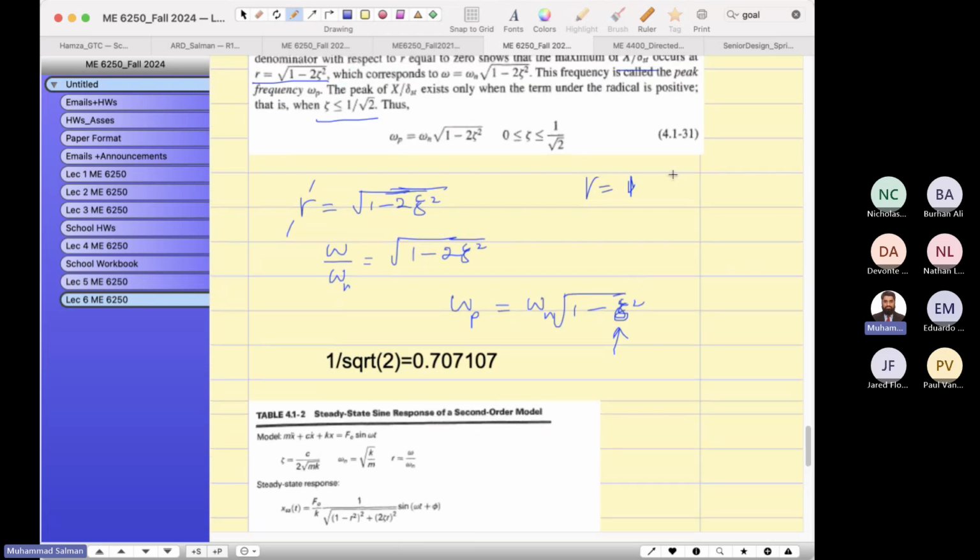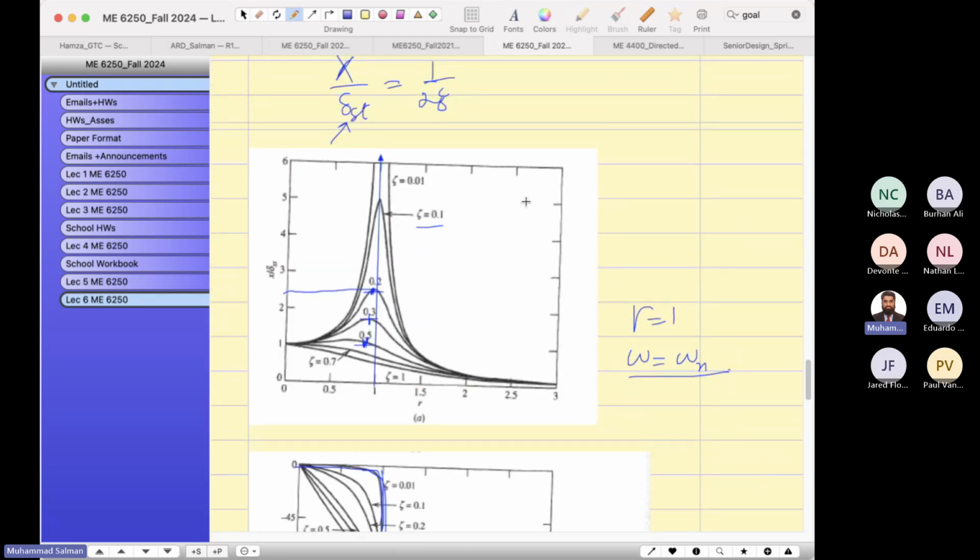If you plug in zeta equal to 0, so omega peak would be equal to the natural frequency omega. In that case, the dimensionless output response will go to infinity. This is a little bit less than 0, but a little bit greater than 0, but it's still almost. So our output response goes to infinity when zeta becomes equal to 0.